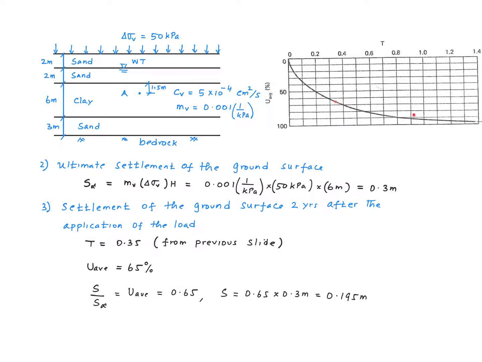So we go to this chart, and for 0.35, we draw a vertical line, and that line is going to cut the curve at this point, and we come horizontally to this vertical axis, and we get a value of 65% for U average. And therefore S, the settlement of the ground surface 2 years after the application of the load, is 0.65 multiplied by 0.3, which is 0.195 meters.